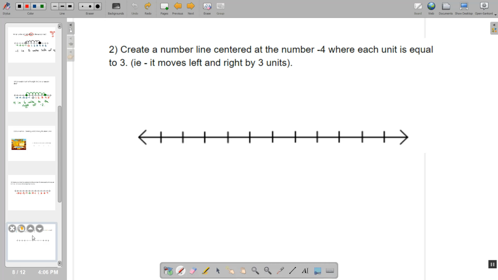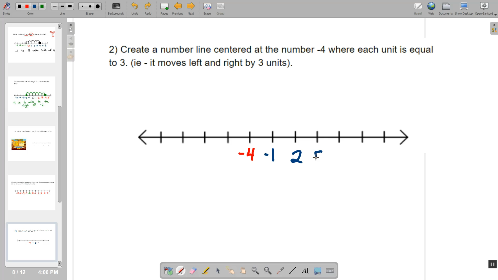Create a number line centered at the number -4, where each unit is equal to 3. So -4 goes here. Now we have to move 3 units in each direction. The first unit to the right of this would be -1. These units are 3 apart. If we go to the right again, we'd hit 2.